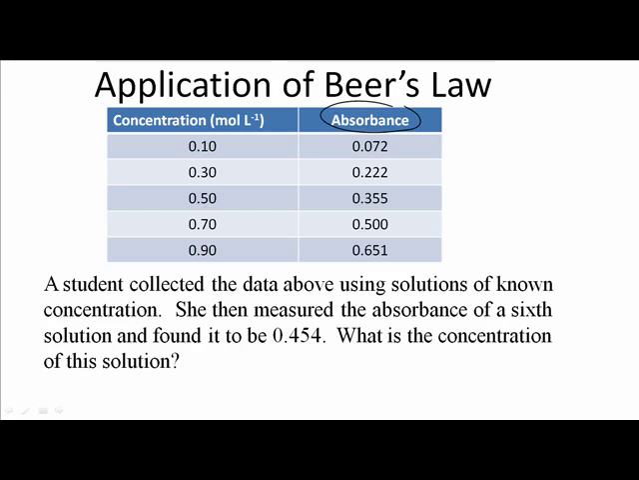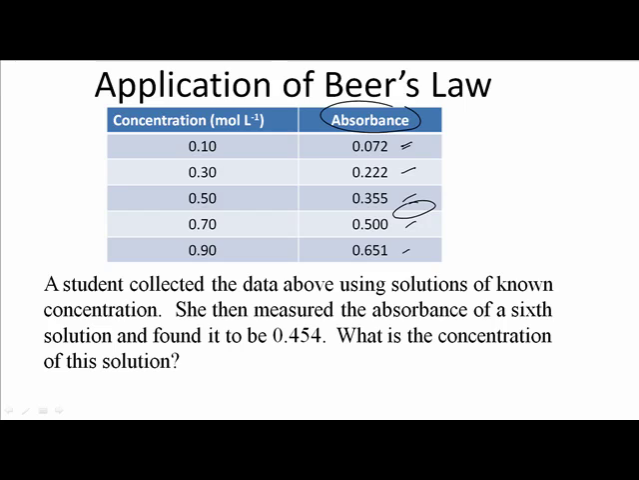Now, you can ballpark it, right? You can look at these and say, okay, it goes up. This first one is 0.072, 0.222, 0.355, 0.5, 0.651. So you know it has to be somewhere in here. If this were an AP test question, you know it has to be somewhere between 0.5 and 0.7 molar.